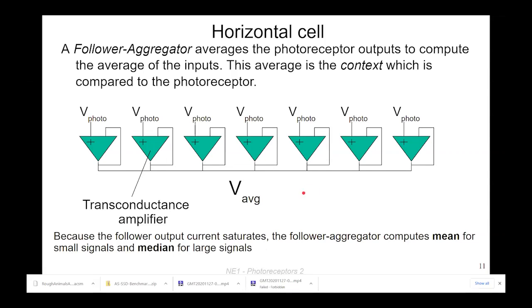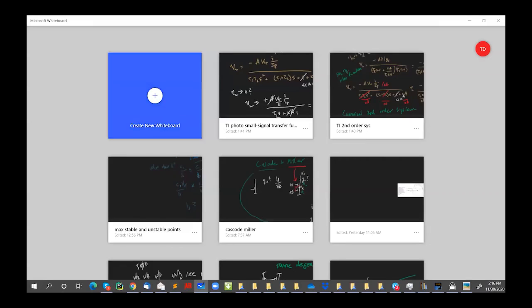Let's suppose that it's linear. I need to turn on the whiteboard. It's just easier to draw. So let's say that we have V1, V2, and so on up to Vn, all hooked up by resistors. Let's suppose they're not transamps, they're just plain old resistors, and this is V average, we claim. Let's see if that's true, okay?